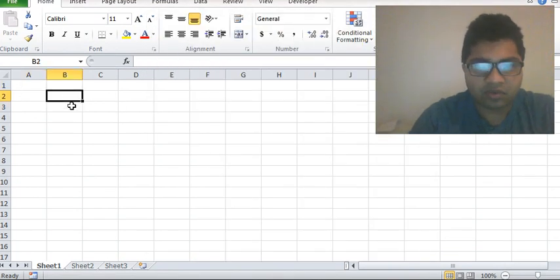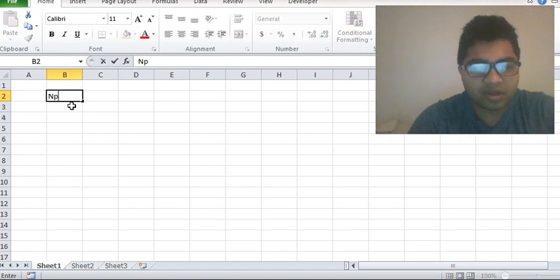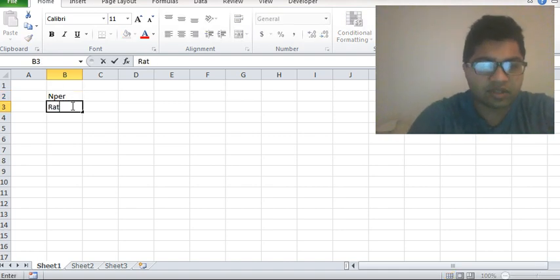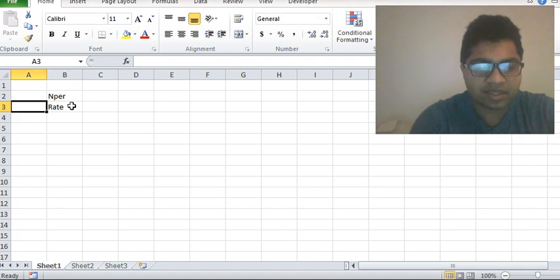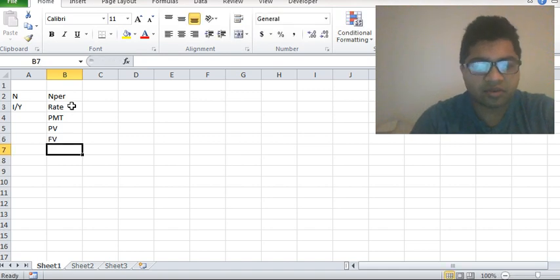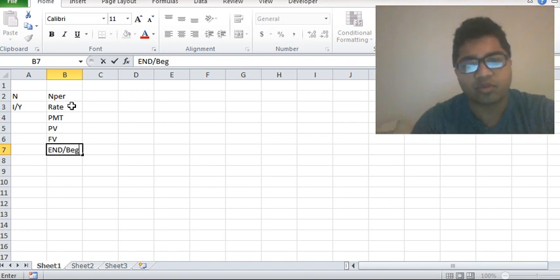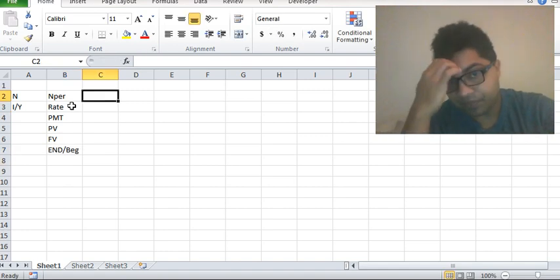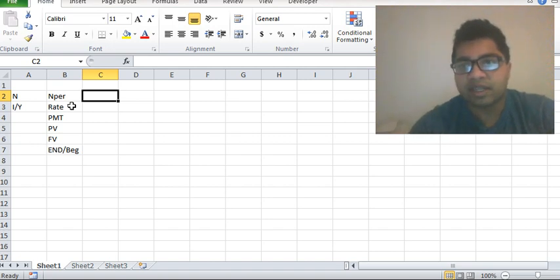Okay, so 5 variables in your calculator: N per, that is n, rate, in calculator it is I by y, then there is PMT, PV, FV, and you can have your calculator in set end or set beginning mode. Okay, so when you solve for bond calculations, we'll discuss bonds, then we'll come to the problem.